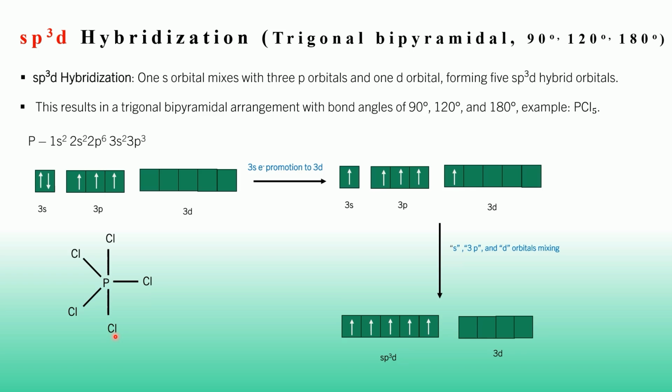We consider the Cl-P-Cl bond angle, axial to axial, is 180. And if it is axial, phosphorus and equatorial, the bond angle is 90 degrees. And equatorial, central phosphorus and equatorial, the bond angle is 120. So there are 3 types of bond angles in PCl5.